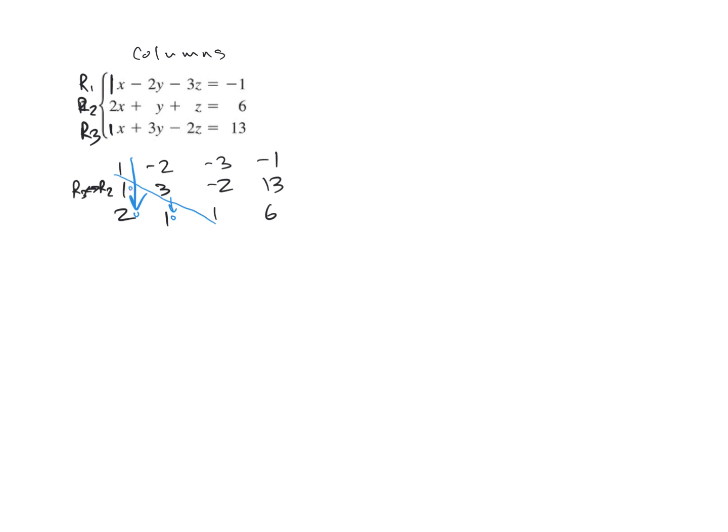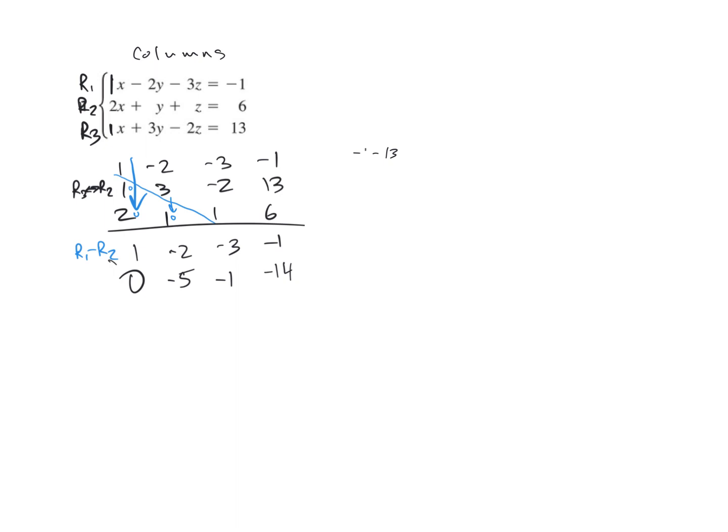So we're going to take row 1 minus row 2. We still have row 1: 1, -2, -3, -1. Then row 1 minus row 2 gives me 1 minus 1 is 0. -2 minus 3 is -5. -3 minus a -2 is -1. And -1 minus 13 is -14. So lots of places to make an error.